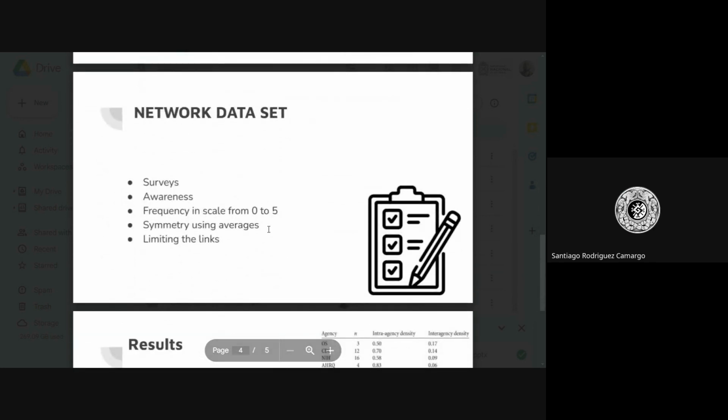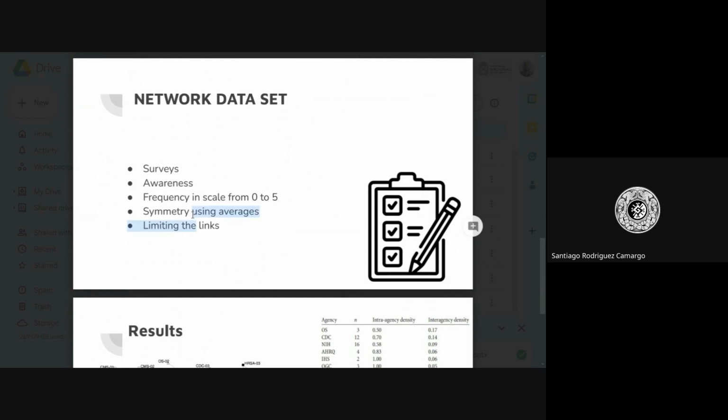As we saw, the data from the datasets comes from surveys. The most important part of the survey is that they start with awareness. They ask each person if they know of the existence of the others and of their work. Then they select those that know each other and try to measure the frequency with which they communicate. They ask how frequently they talk about work or other things, measured as daily, weekly, monthly, quarterly, or yearly. Each of these measures receives a value from 0 to 5.